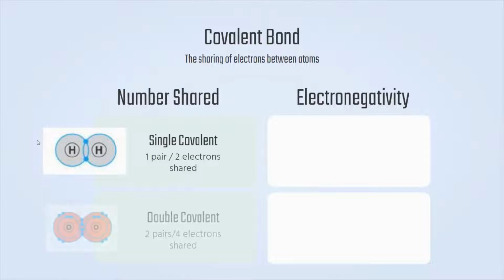And for a double covalent bond, as you can see in O2, you can see that there are two pairs of electrons that are shared between just the valence electrons. So you can see that they're on the outside, and there are a total of 4 electrons that are shared.